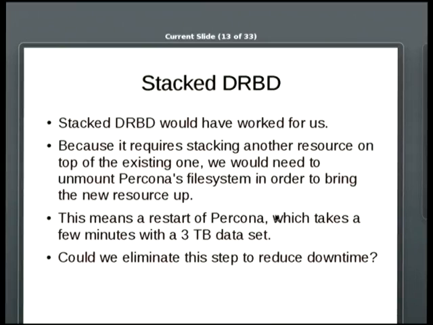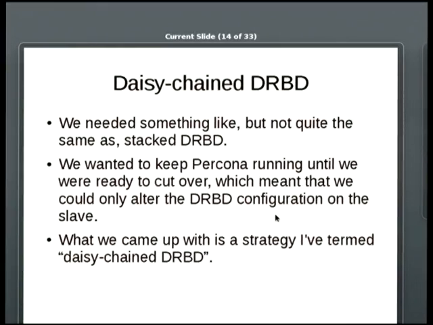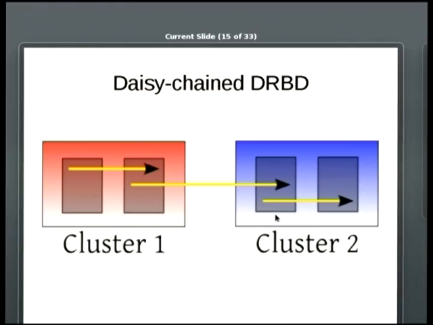So I wanted to look for a solution that would let us effectively do what stacked DRBD is doing, but not require us to restart Percona until we actually need to cut over. And so I came up with an idea that I've called daisy-chained DRBD, which, on the surface, appears to be similar to stacked DRBD. It would allow us to keep Percona running right up until cutover, and that's more or less what it looks like. So because the DRBD resource on cluster 1 is now at the top of the stack.